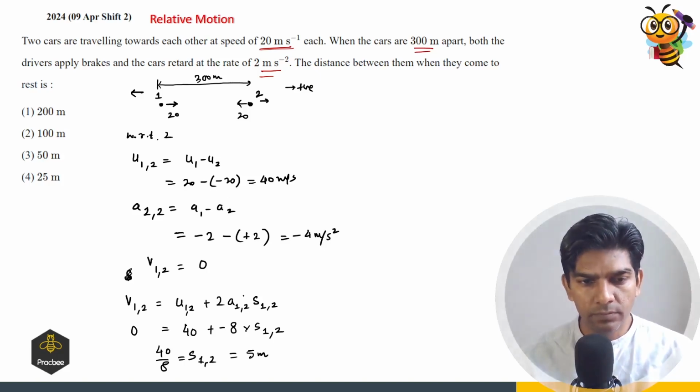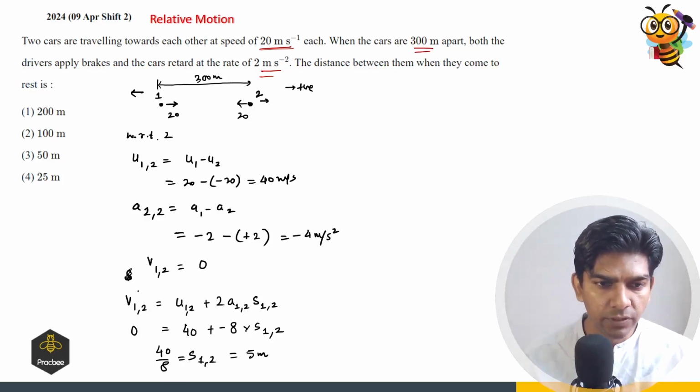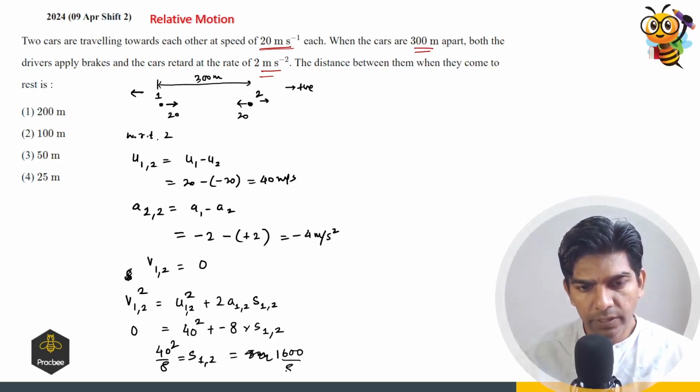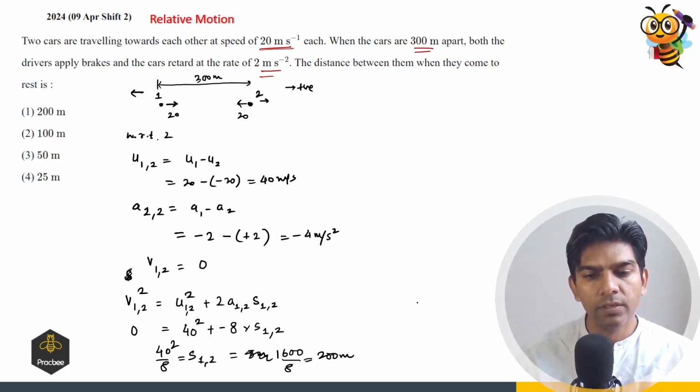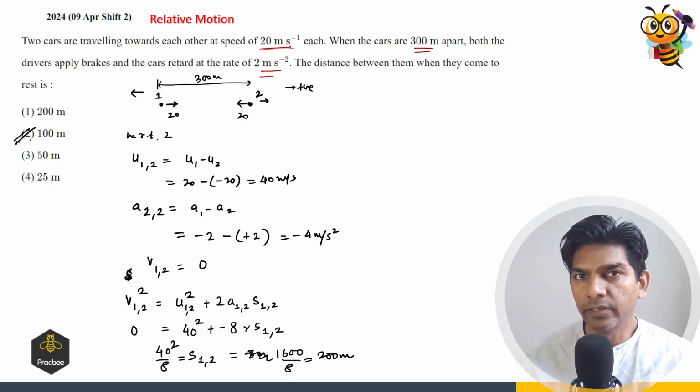So, sorry, it should be square. I forgot to take the square. So it will be 40 square. So this comes out to be 1600 divided by 8, which will be 200 meters. So now the displacement of 1 with respect to 2 is 200, and the initial distance between them was 300. So the distance has decreased by 200. Now the distance between them when they come to rest is 100, right? Option 2 is the right answer.